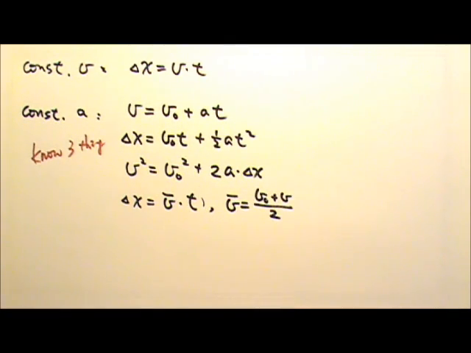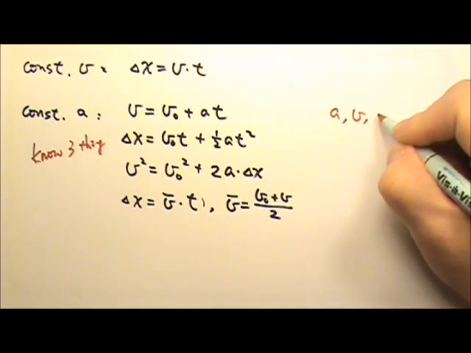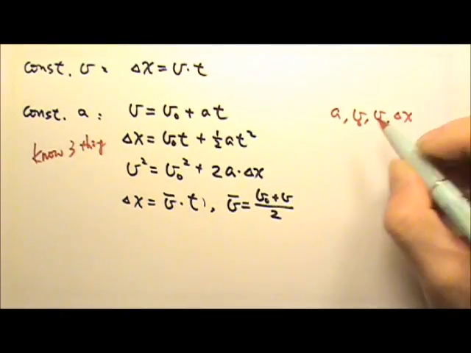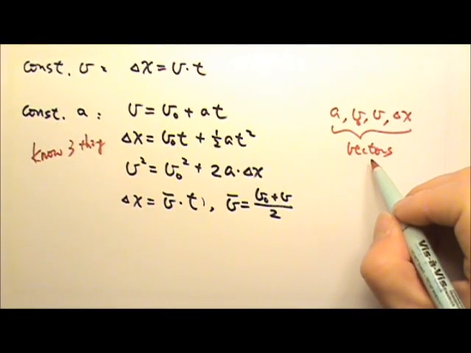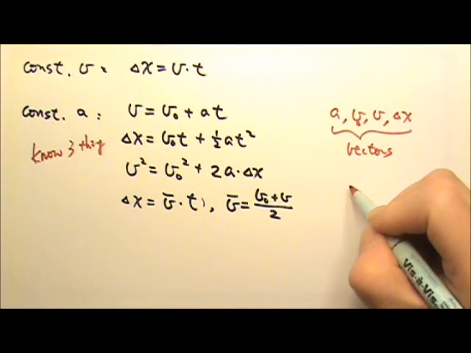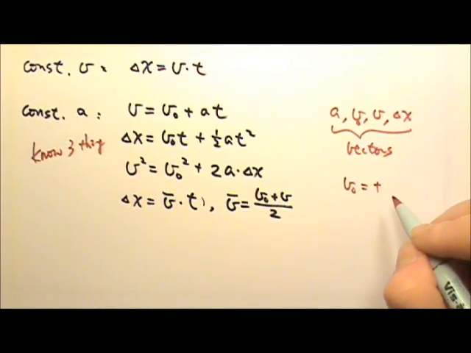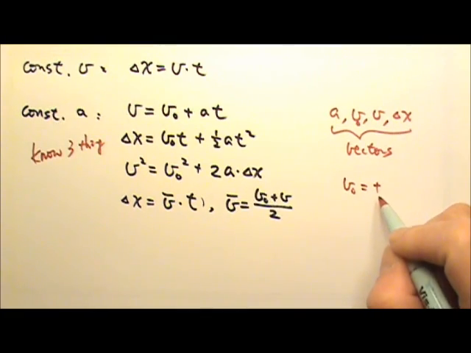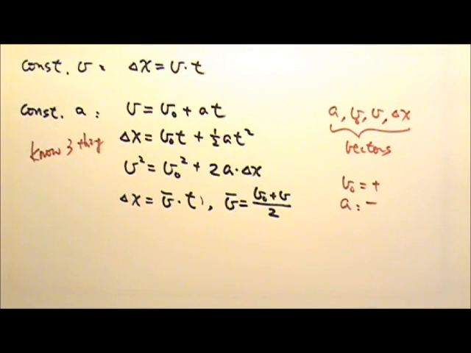Okay, another thing is acceleration, initial or final velocity, and displacement, they are all vectors. So the signs are important. The signs tell us about the direction. So if an object starts with an initial velocity that is positive, and this object slows down, which means the acceleration is in the opposite direction, then we'll have to make the acceleration a negative number.